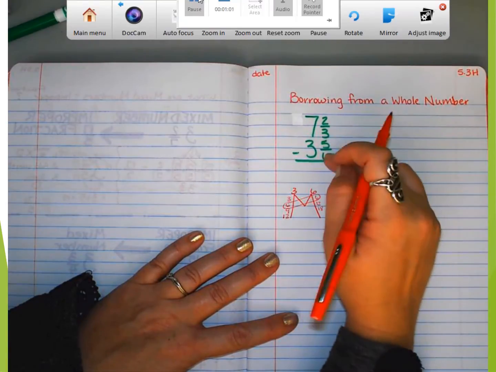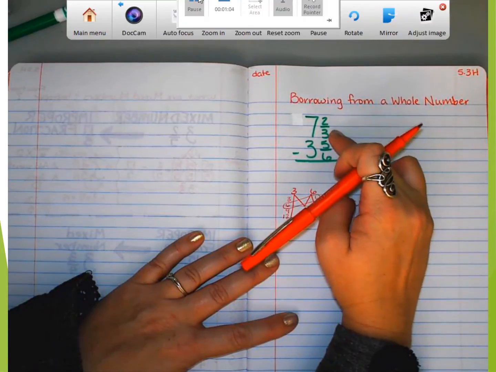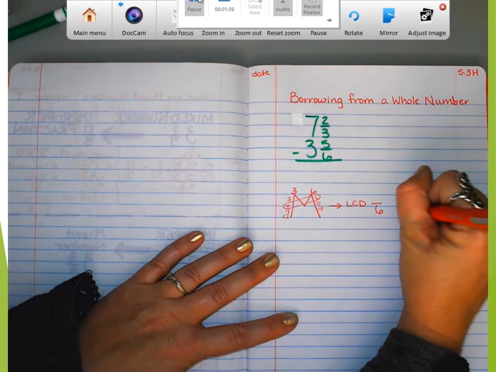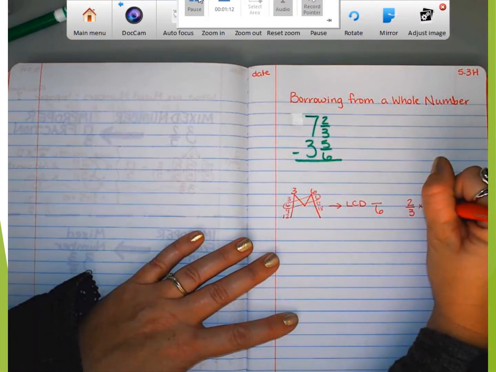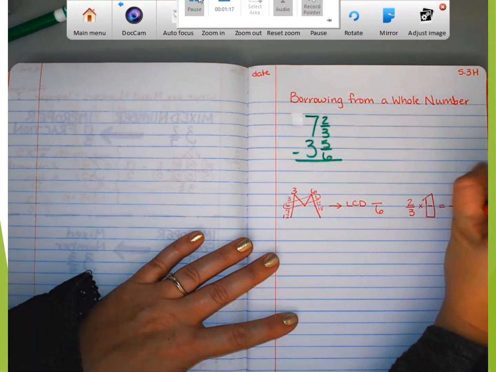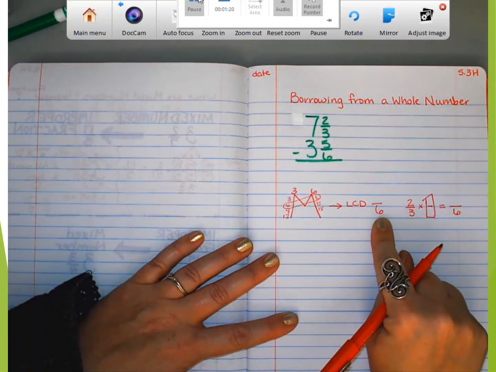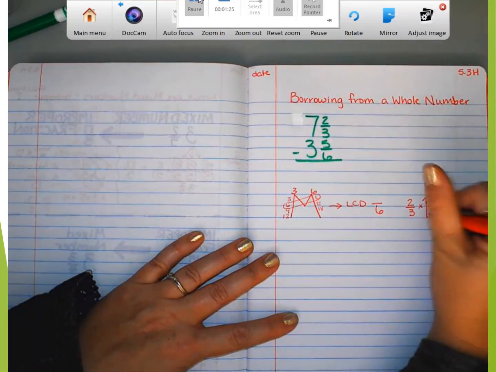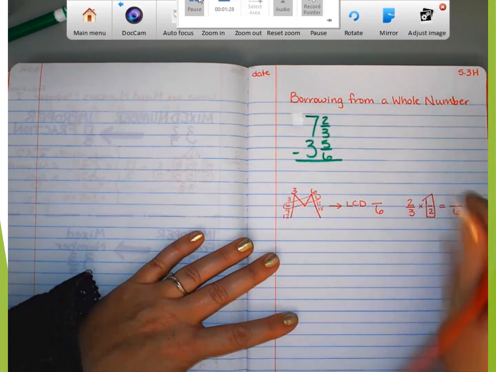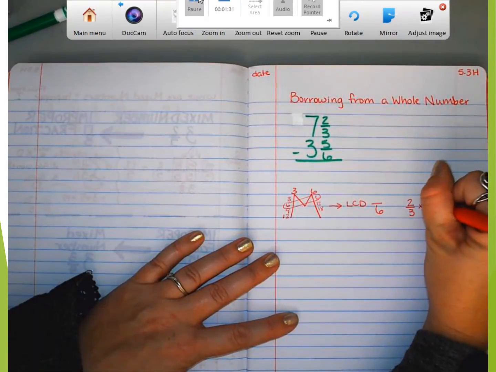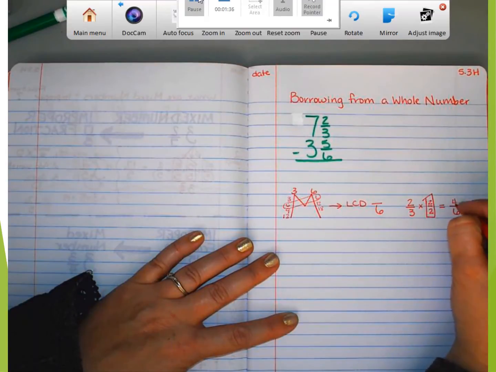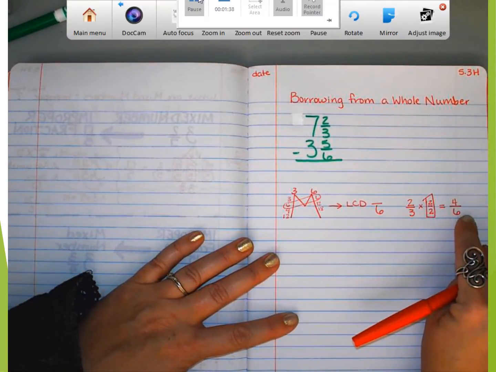I can look back up here. 5/6 I don't have to change. I'm only going to have to change my 2/3. So 2/3, I'm going to multiply it by 1 because that's how I'll get an equivalent fraction, and my new denominator has to be 6. So 3 times what would give me 6? 3 times 2. So to make this my 1, my whole number, my numerator and my denominator have to be the same. 2 times 2 is 4. So 2/3 is equivalent to 4/6.